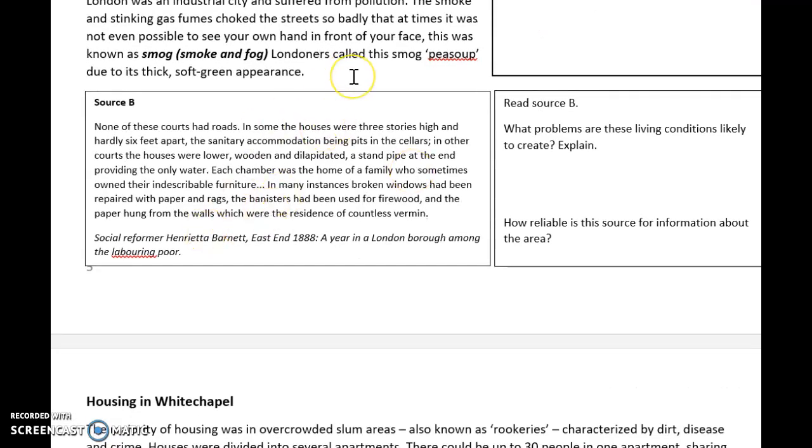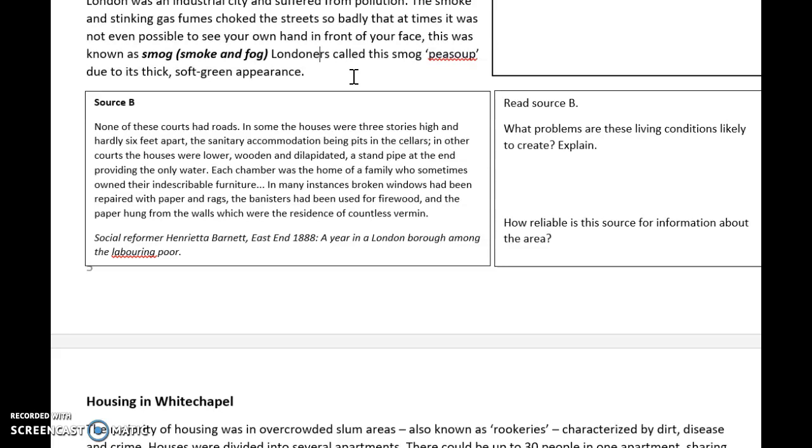So next we come to this source. This is from the social reformer Henrietta Barnett, and her prose, I should say, East London 1888, a year in a London borough among the labouring poor. It states, none of these courts had roads. In some the houses were 3 stories high and hardly 6 feet apart, the sanitary accommodation being pits in the cellars. So their toilets were pits in the cellars.